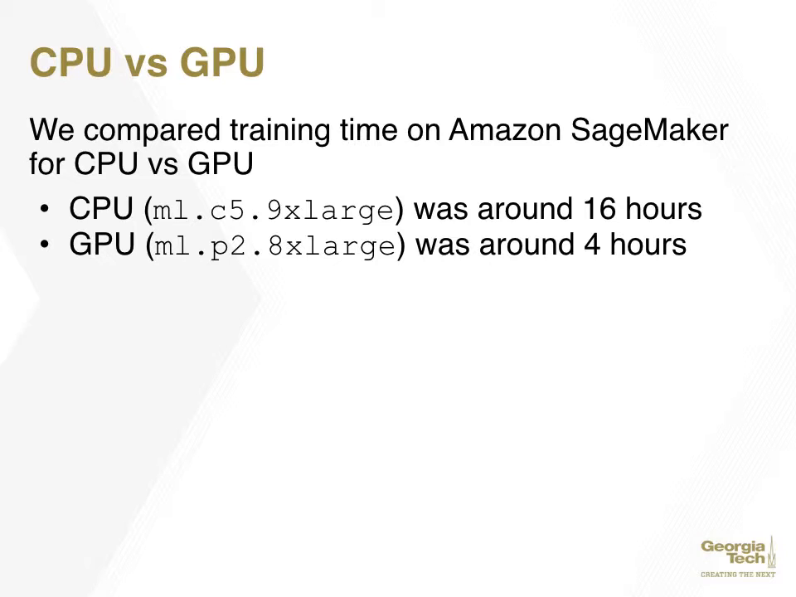We compared training time on Amazon SageMaker. Training on CPU took around 16 hours, whereas GPU took around 4.